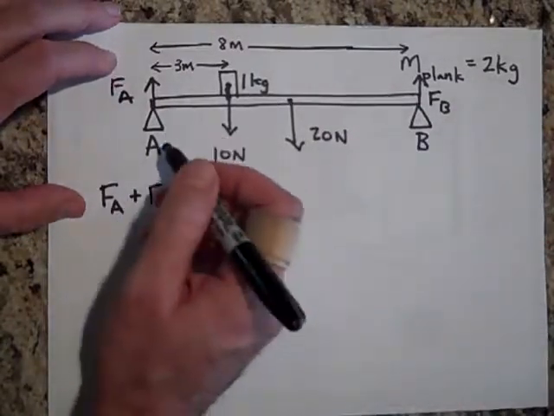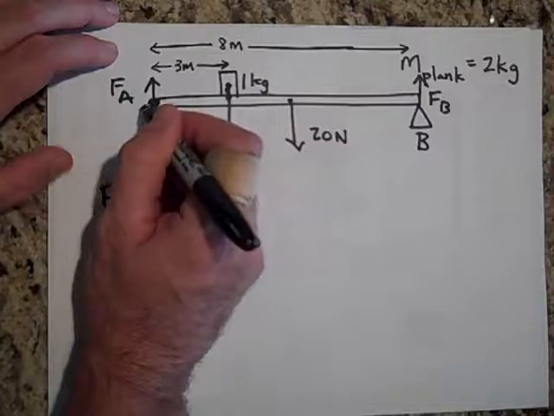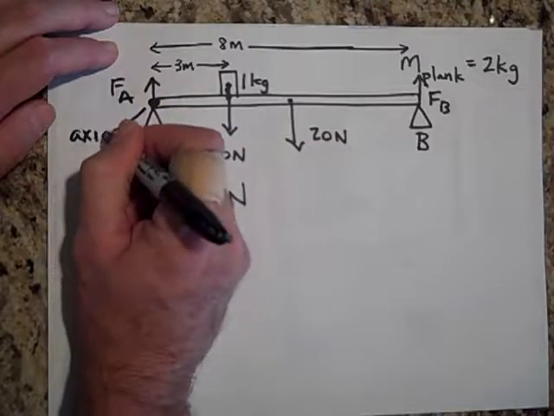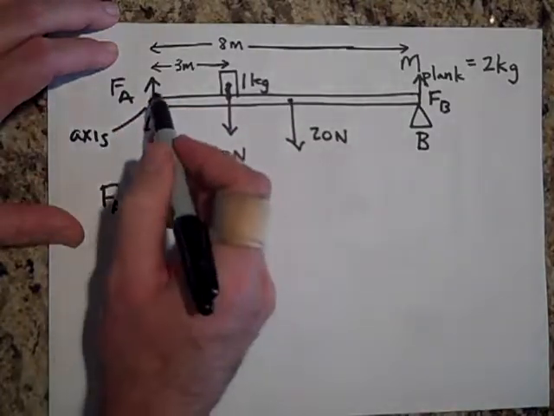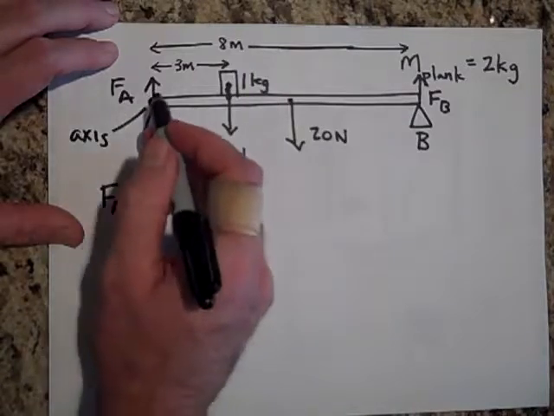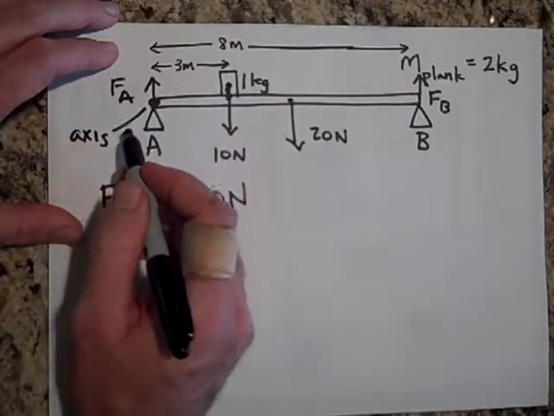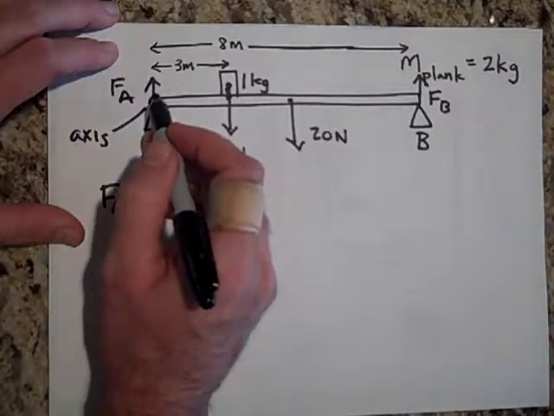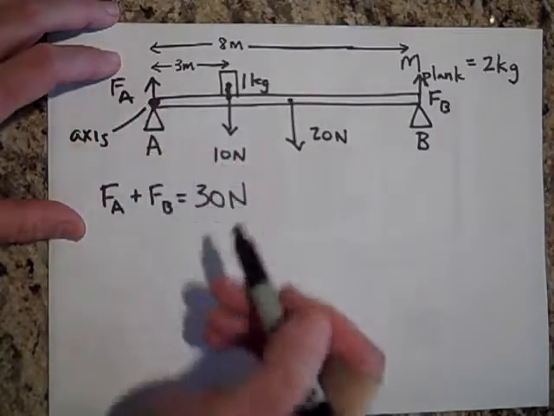I'm going to make this my arbitrary axis right there. That's going to be my axis. And the reason I'm doing that is because then this won't put a torque on it at all. FA will not put a torque on this because it's going through the axis. The lever arm is 0.